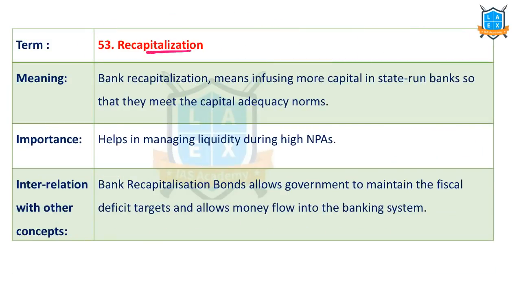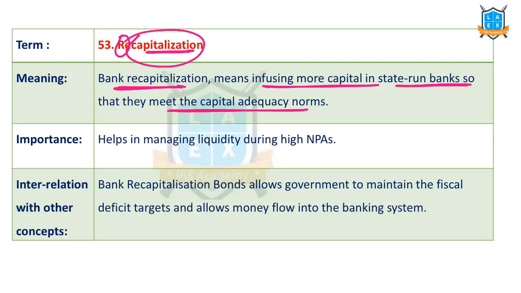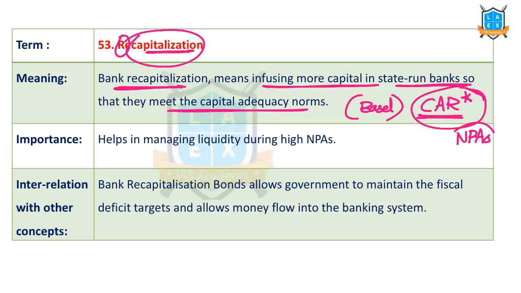The next important word is recapitalization. Capitalization means giving money. Bank recapitalization is the word. Bank recapitalization means infusing more money in a state-run bank so that they meet the capital adequacy norms. While reading Basel norms, you remember? We read about the capital adequacy norm, CAR, 8%, remember? To meet such requirements, sometimes a bank doesn't have money because of the NPAs and other problems. In certain cases, the government infuses some money because these are government-run banks. Government doesn't infuse money into private and foreign banks. It infuses money only into public sector banks. It helps them in managing the liquidity situation.